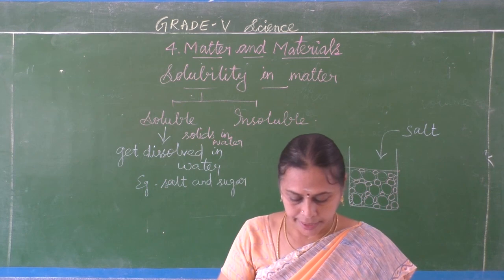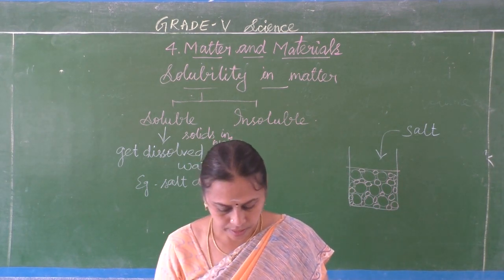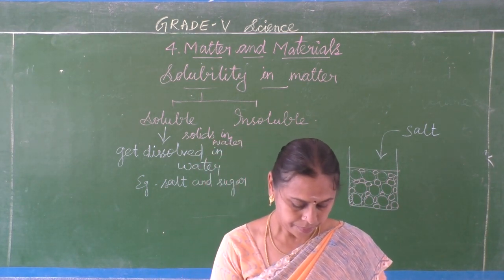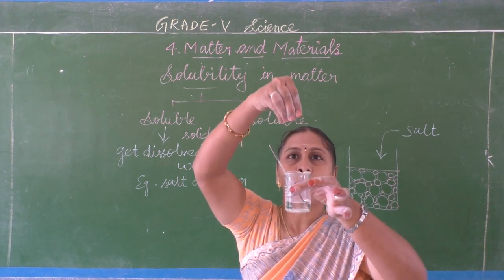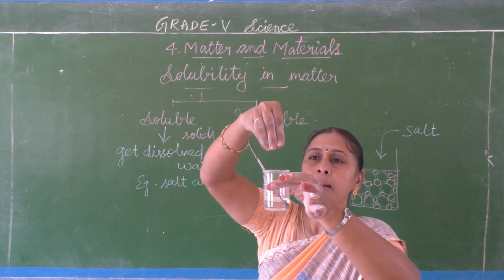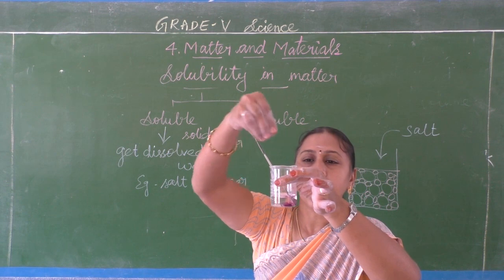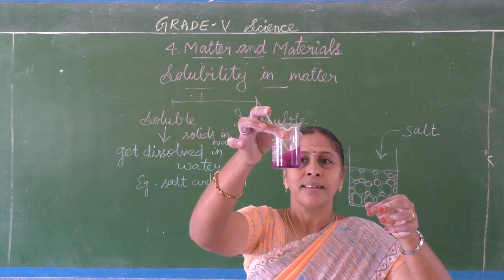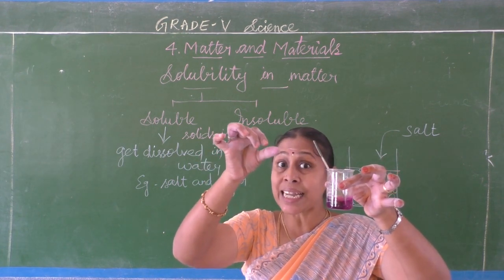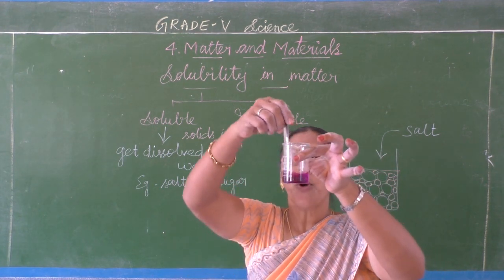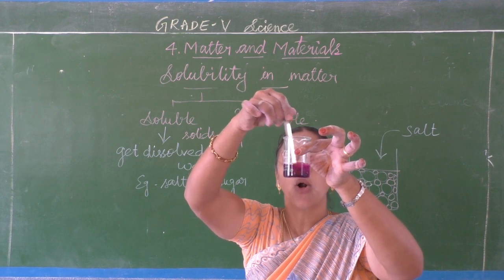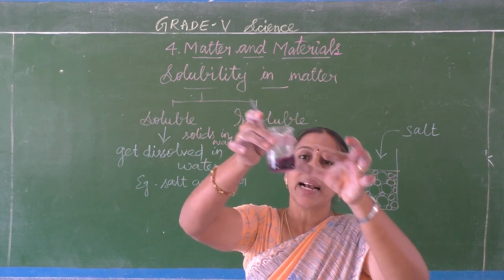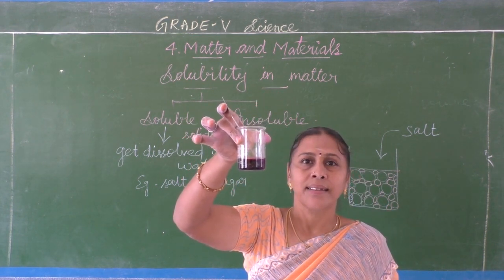Potassium permanganate. Now I am mixing this in water. I am adding this potassium permanganate crystal. Can you see how the color changes? I added only one solid. It is a crystal. Crystal means solid. As soon as I add it, look here, it gets dissolved in water and the color changes.